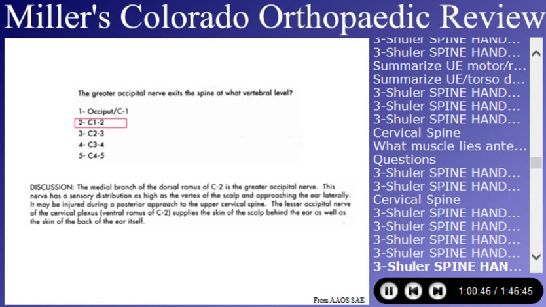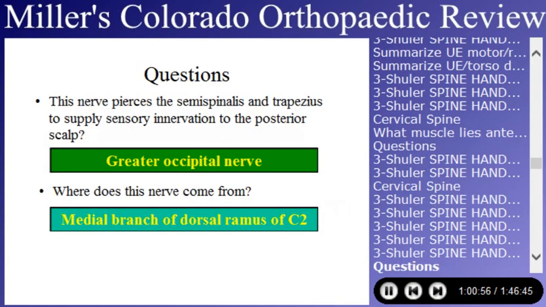The greater occipital nerve exits the spine at what vertebral level? C1, C2. Ventral ramus of C2. This nerve pierces the semispinalis. I spotted this one, I just didn't get it. This nerve pierces semispinalis and trapezius, and supplies sensory innervation to the posterior scalp. They just phrase it differently. I don't know why they love this nerve.